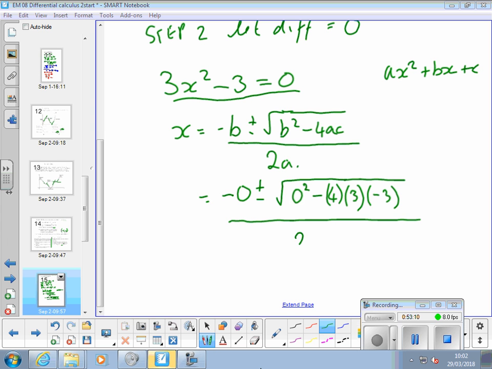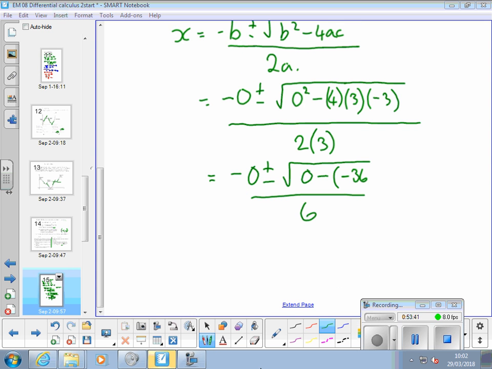All over 2a, which is 6. Square root of this evaluates to, all over 6. Plus or minus the square root of 36 over 6. x is equal to 1, x is equal to minus 1. Two points. Am I right or wrong?